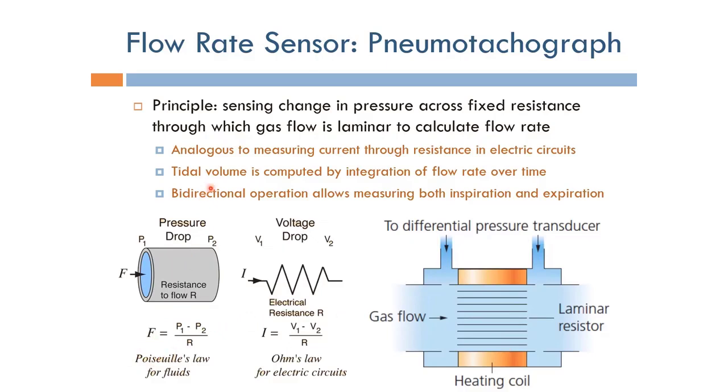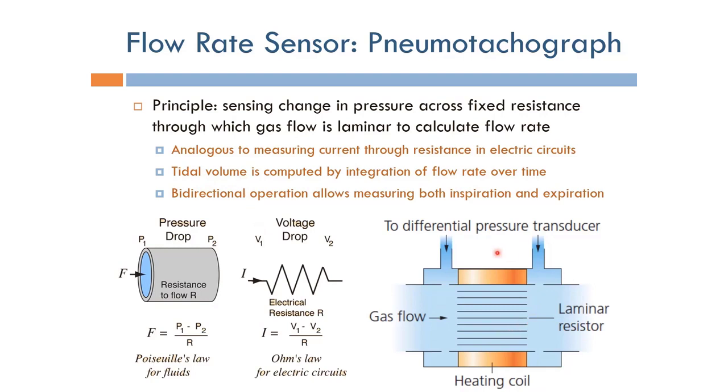So the tidal volume can then be computed by the integration of the flow rate over time. The flow rate is like the current, and the volume is equivalent to the charge. Whenever we would like to compute the charge, we just integrate the current. Here we do the same thing for the flow. We integrate the flow to compute the tidal volume. Tidal volume is the volume inspired or expired each breath.